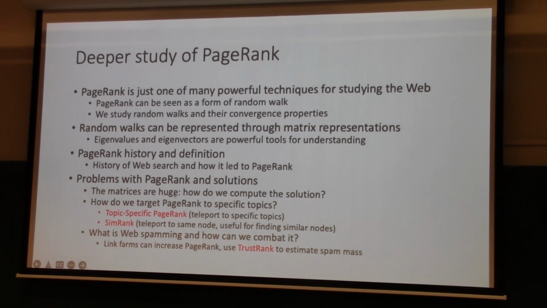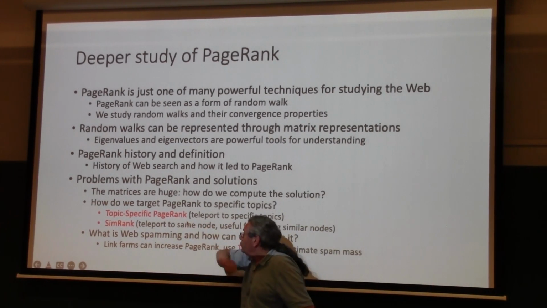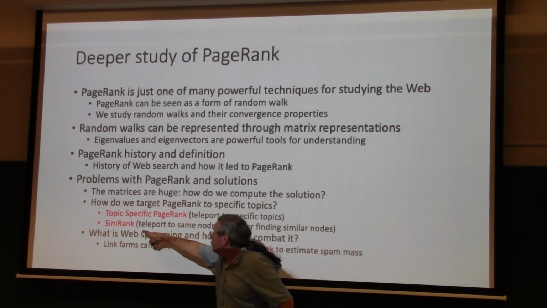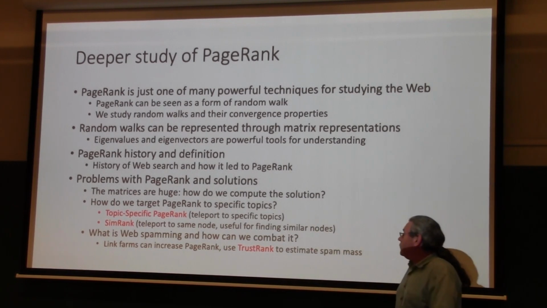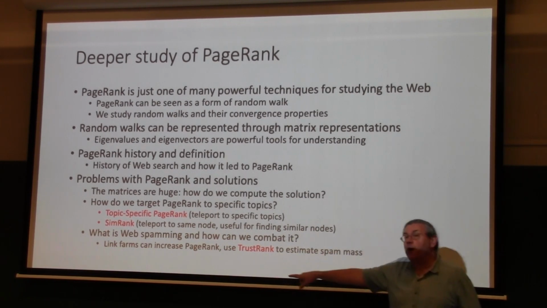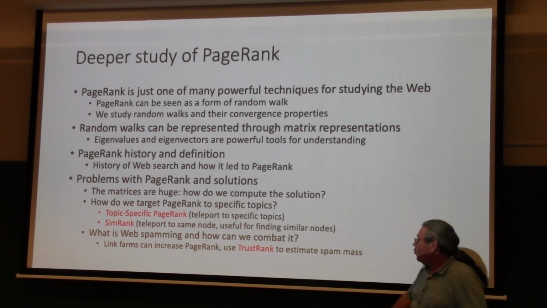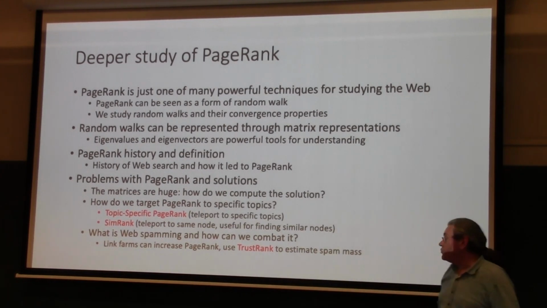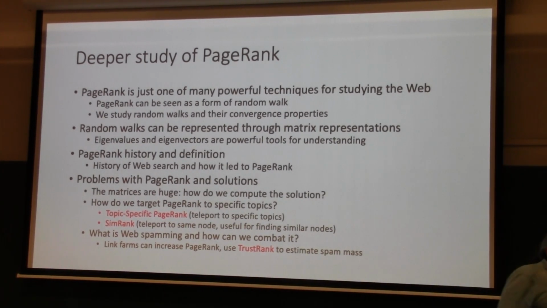And then the problems. The matrices are very big. So how do you handle huge matrices? How do you handle topic-specific? So there's a narrowing to topic-specific, teleporting to specific topics. You can also use it for finding similar nodes. And you can spam it. So I showed you how link farms work. They can increase the PageRank, but you can combat that using algorithms such as TrustRank to estimate the spam mass, and so the link farms won't kill you. Okay, so let me end there.